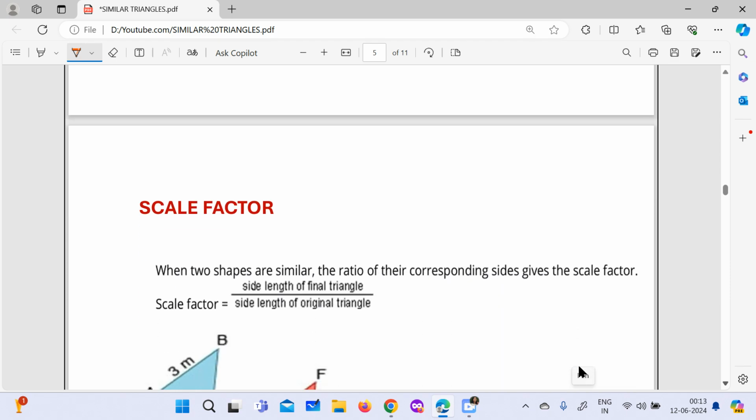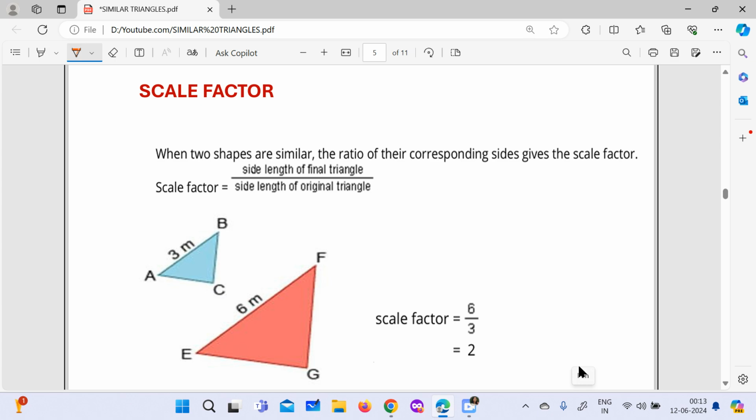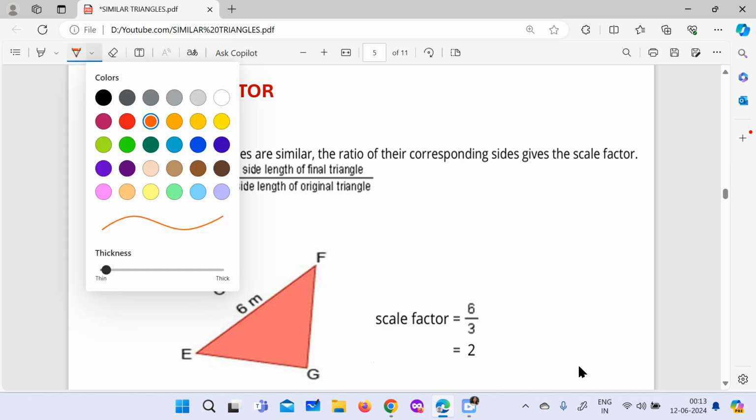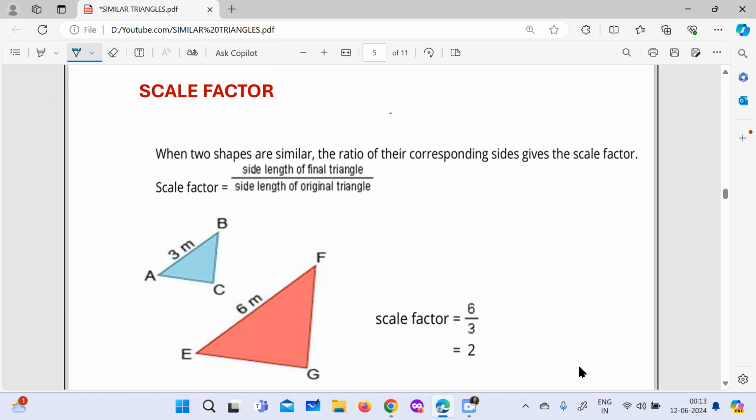Now, this is very important to understand. What is scale factor? Based on this scale factor, you get many questions in the exam, like the questions based on area and volume. Now, understand this properly. What is scale factor? When two shapes are similar, the ratio of their corresponding sides gives the scale factor.